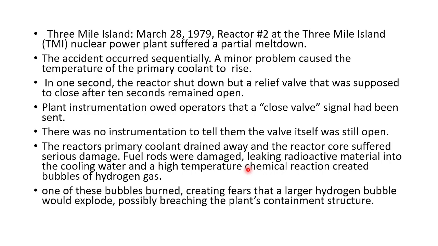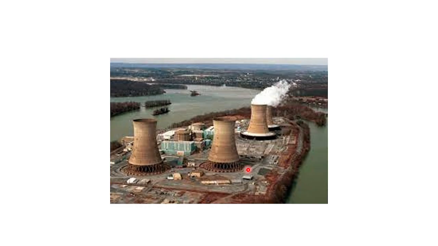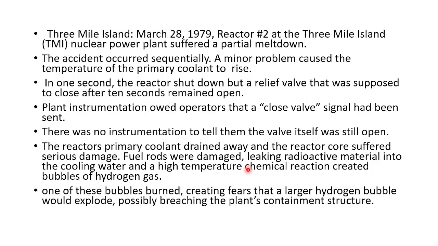Now the other incident is Three Mile Island. Okay, this one is Three Mile Island. So in March 1979, reactor 2 at the Three Mile Island, that is TMI, nuclear plant suffered a partial meltdown. Okay, so that is the plant, and it was an accident because of miscommunication, and that created a big accident. Okay, and what is that? We'll see. The accident occurs sequentially.